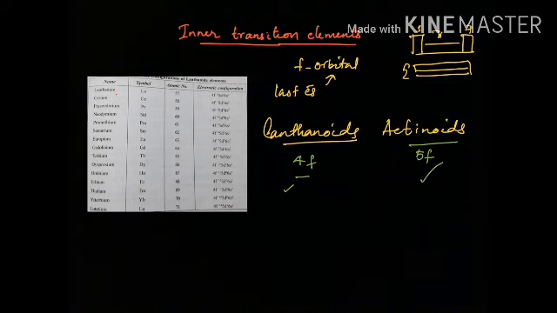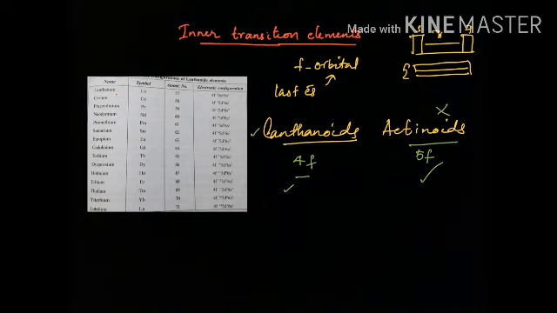In this session we are going to study the lanthanoids only, because, as I already told you, our CBSE has removed the actinoids topic from the syllabus. For the lanthanoids also, we are not studying any of the chemical properties. We are just going to study their electronic configuration, their oxidation states, and the atomic and ionic radii only. So these three points only.